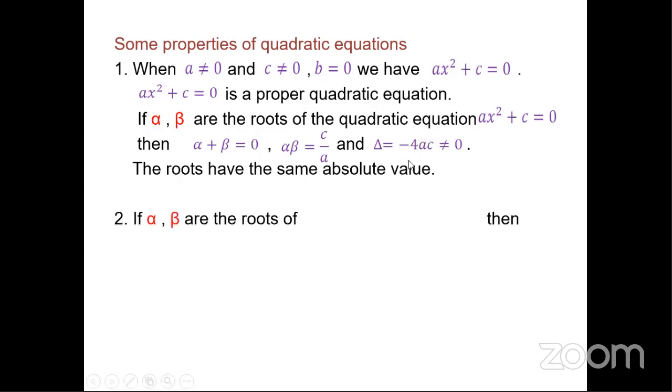Now, in this case, you will have the roots of the equation to be same absolute value. Same absolute value when you take modulus. Like for example, if you take 3 and minus 3 in modulus, you will be left with 3. So 3 and minus 3, we call them as same absolute values.